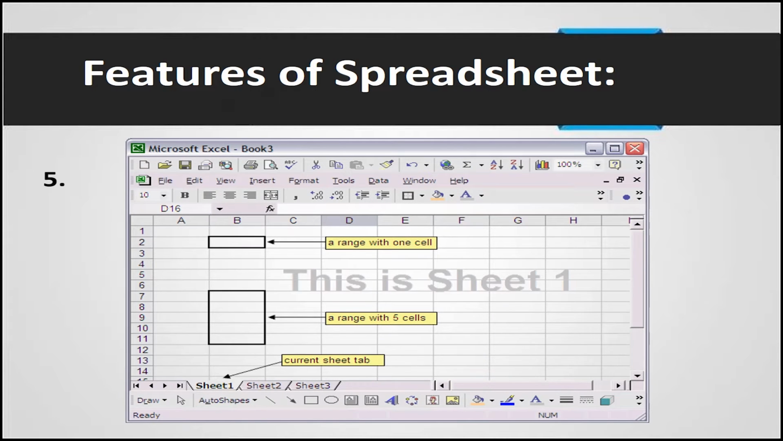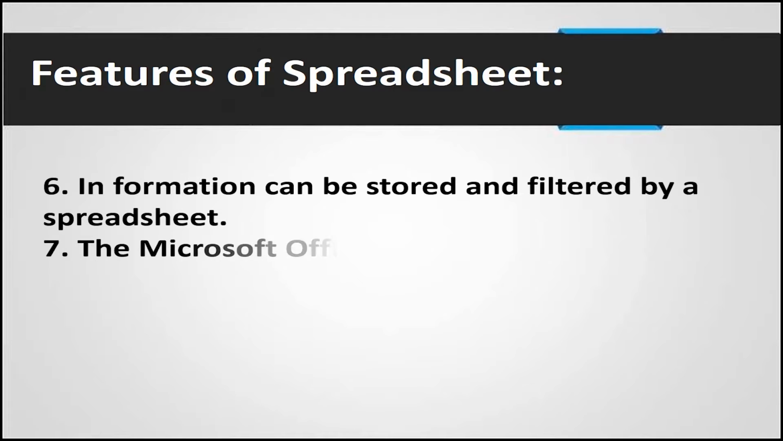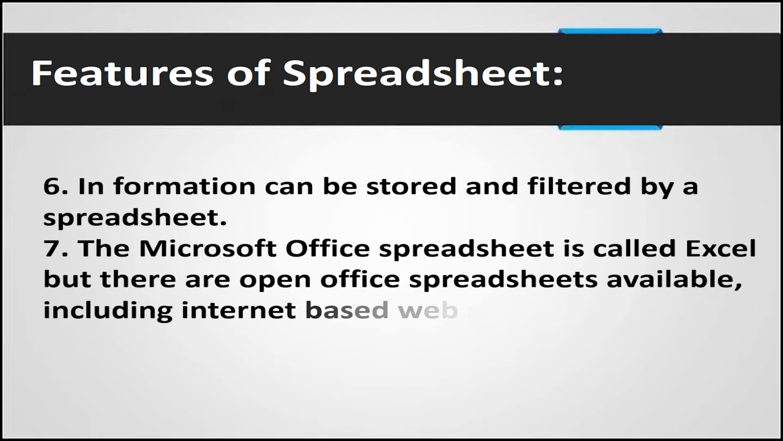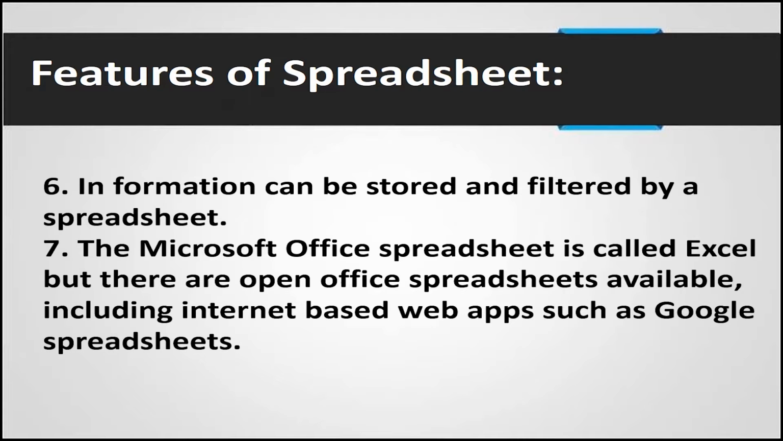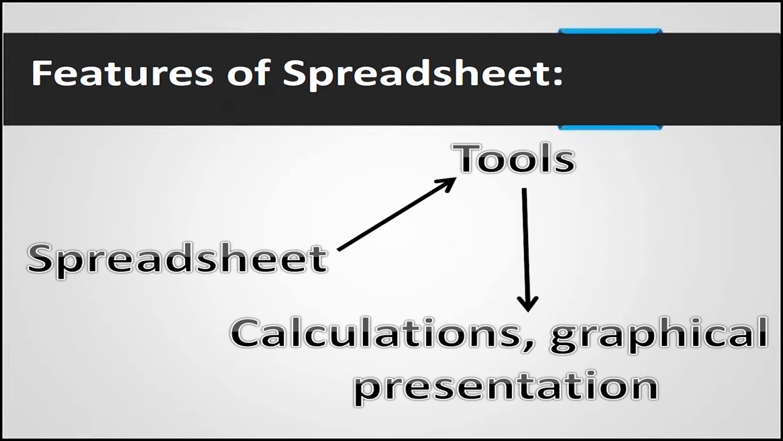Spreadsheets can also consist of a number of different worksheets that can include different data, as well as enabling cells on a worksheet to be used and referenced on other worksheets. Information can be stored and filtered by a spreadsheet. Open office spreadsheets are available, including internet-based web apps such as Google Spreadsheets. Spreadsheets have a number of tools included to support many different types of calculations and can include graphical presentations such as graphs, pie charts, and pivot tables.